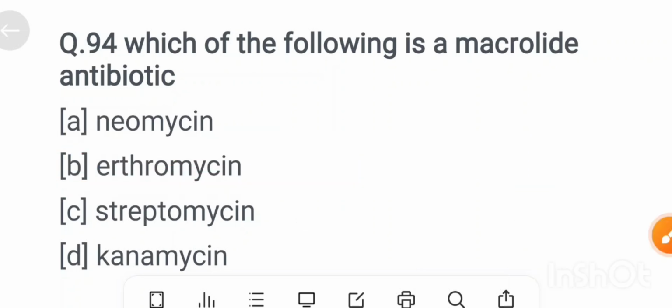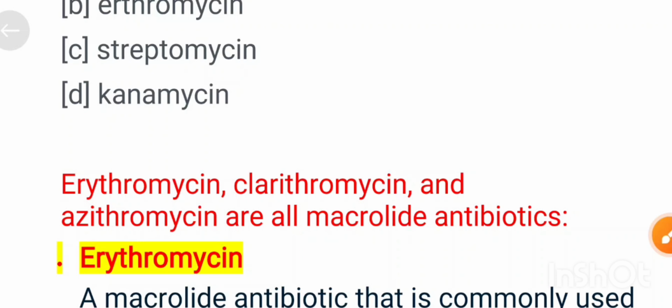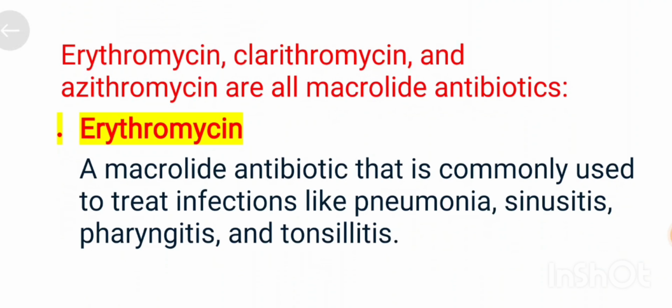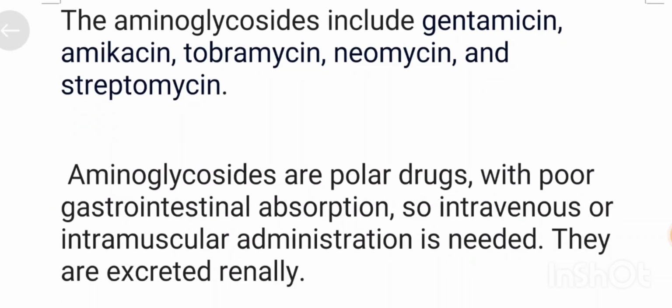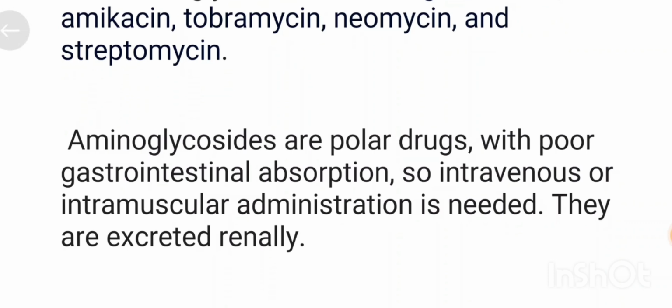Erythromycin, clarithromycin and azithromycin are all macrolide antibiotics. Erythromycin is commonly used to treat infections like pneumonia. Aminoglycosides include gentamicin, amikacin, neomycin, streptomycin and tobramycin. Aminoglycosides are polar drugs with poor gastrointestinal absorption, so intravenous or intramuscular administration is needed. They are excreted renally.